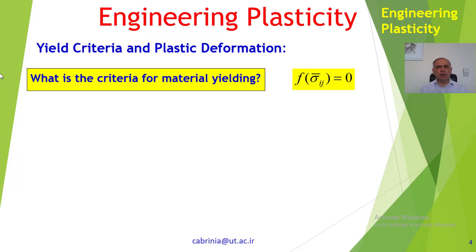In other words, this is a function in terms of sigma x, y, z, and so on, and also in terms of principal stresses or other stresses or deviatoric stresses, any kind of stress. So this is a very general notation. Sigma bar also means effective stress or average stress as well. So F of sigma bar ij equal to 0 is a function that indicates that if it is equal to 0, the material has yielded.